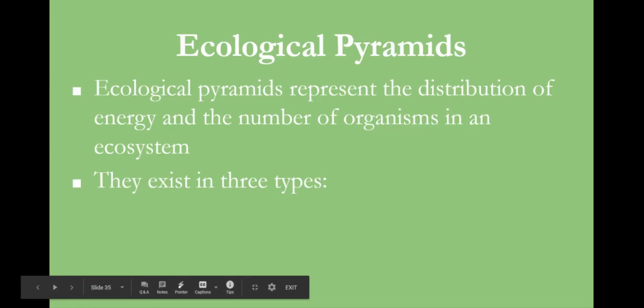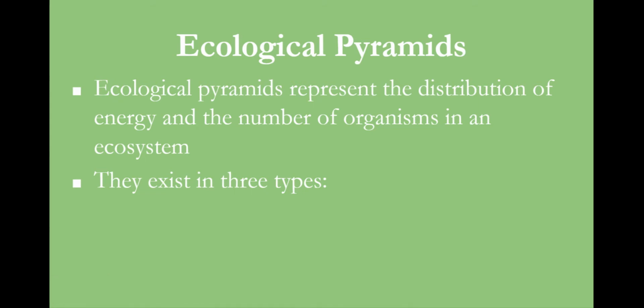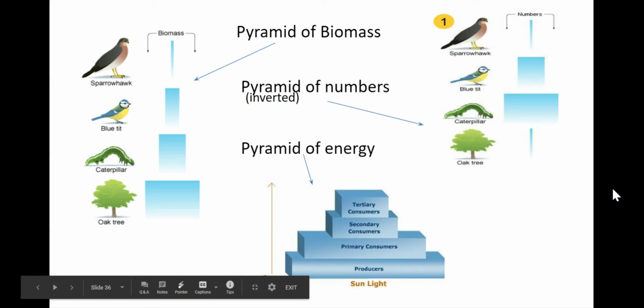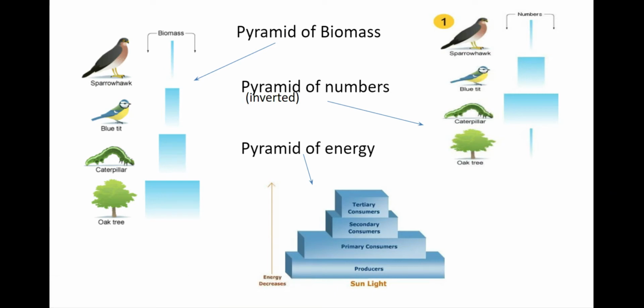Ecological pyramids we'll discuss here. These represent the distribution of energy, and we have 3 different types, as well as the number of organisms in an ecosystem. So here we go. We have a pyramid of biomass, a pyramid of numbers, and a pyramid of energy. So each of the slides following goes into these in a little bit more detail here.